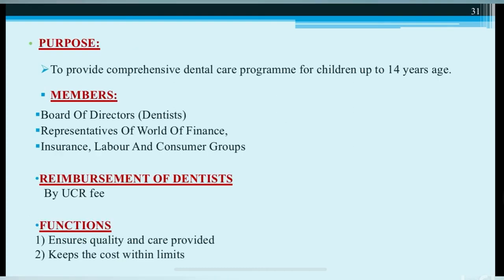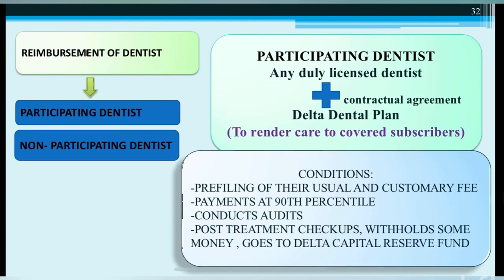Coming to the next, the purpose of these was to provide a comprehensive dental care program for children up to 14 years of age. The members were the dentists or the board of directors, representatives of the world of finance, insurance, labor and consumer groups. Reimbursement of dentists in these was by UCR. Functions of these were basically two: ensures the quality of care provided, and keeps the cost within limits.